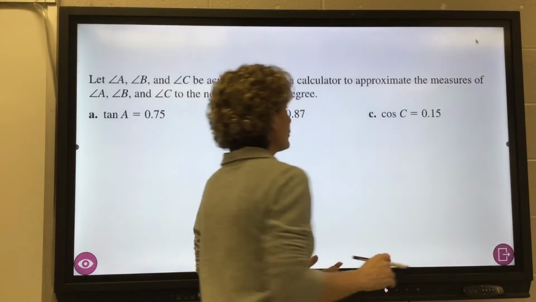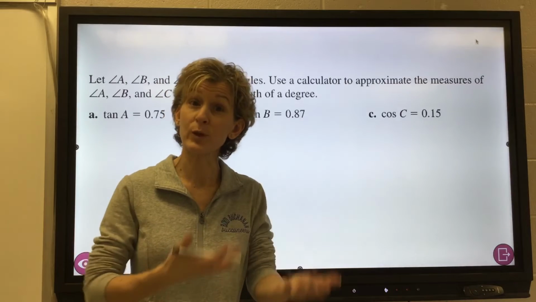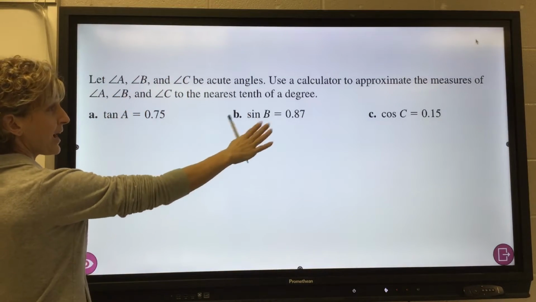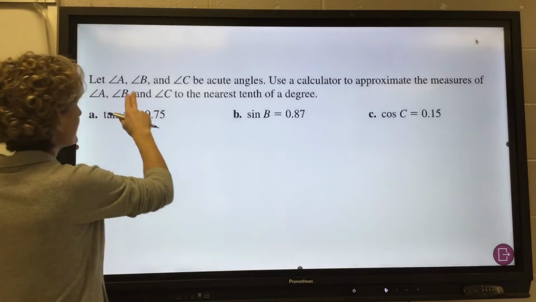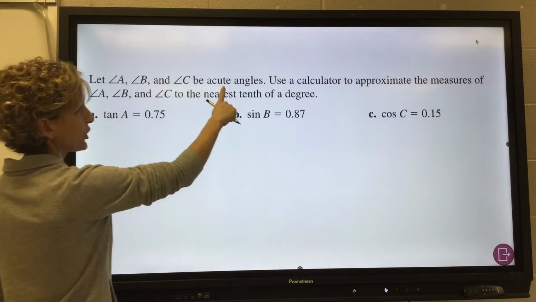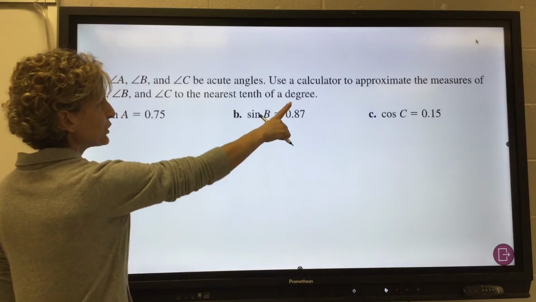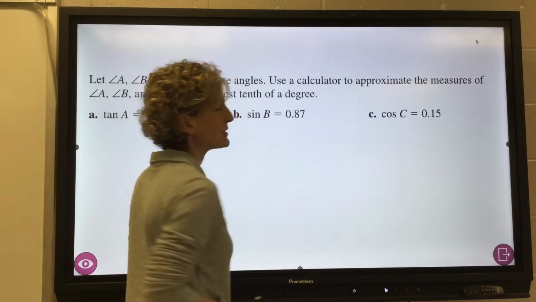Okay, so far what we've been doing is finding the side lengths using these ratios. Now we're going to use sine, cosine, and tangent to find the angle measures, all right? So you're saying that A, B, and C are acute angles. They're other than the 90. And then we're going to use our calculator to approximate the measure of A, B, and C.